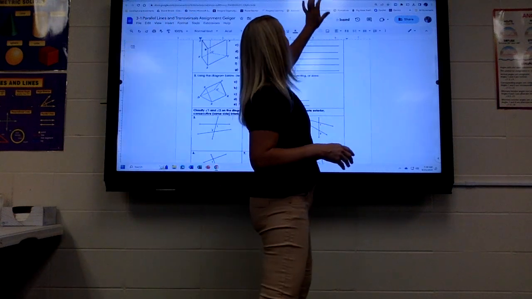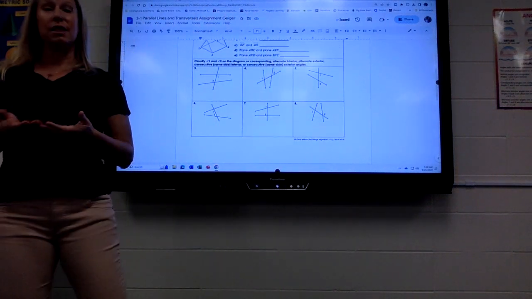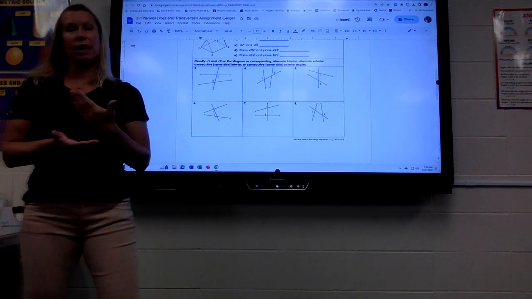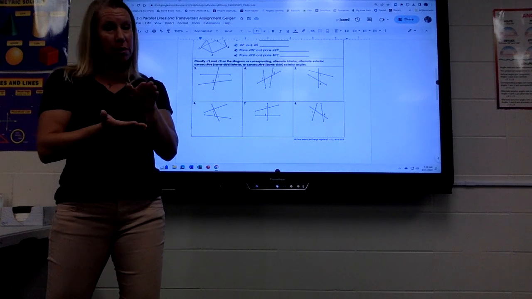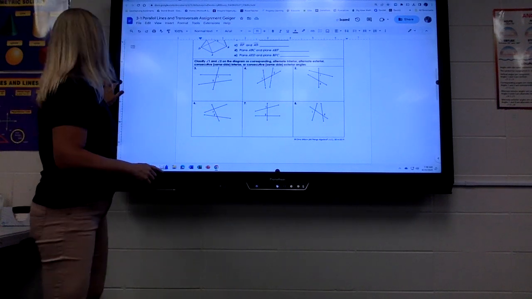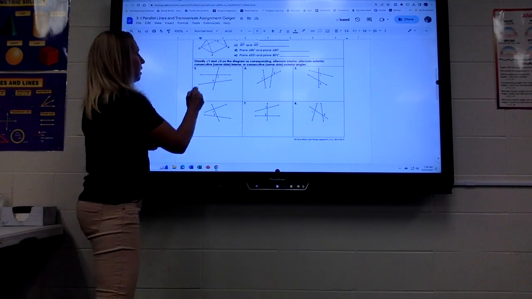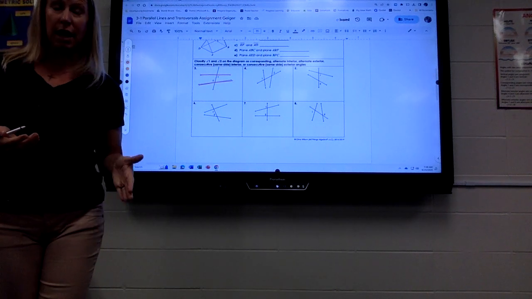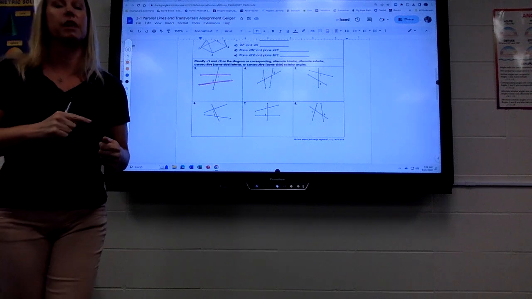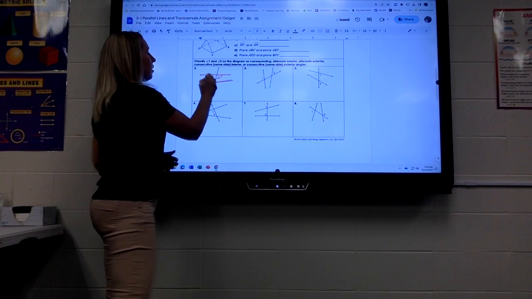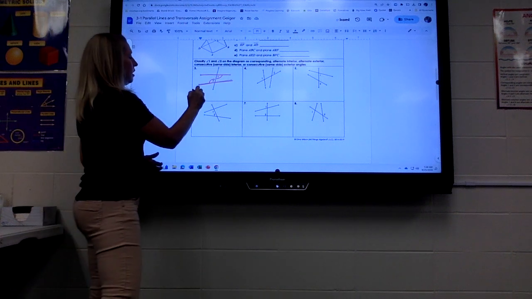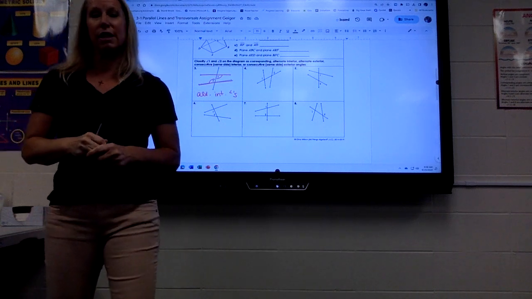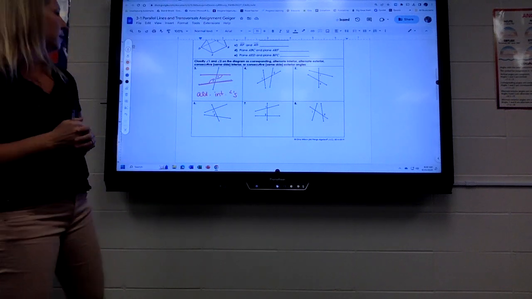Okay, so on the assignment, you're going to have to decide. So you're going to look at these different things. First, like number 3, I would look and I would say, okay, are they interior, are they in between the lines, or are they exterior? So on this one, I hope you can tell that they are interior. They're in between the lines. And then I ask myself, are they on the same side of the transversal, or do they alternate over the transversal? So this one alternates over the transversal, so it would be alternate interior angles. I just put ALT for alternate and then INT for interior.